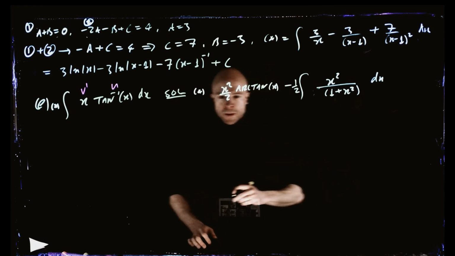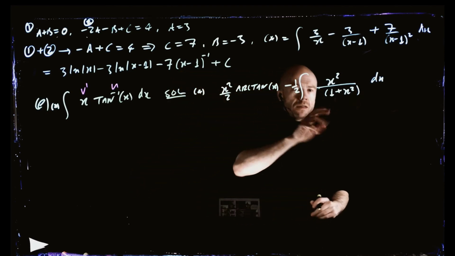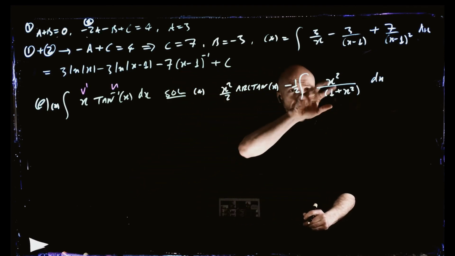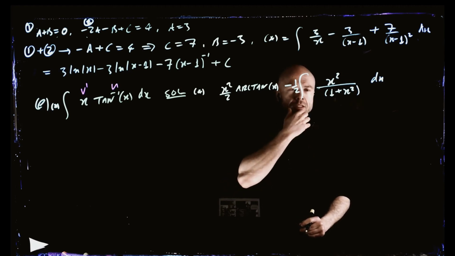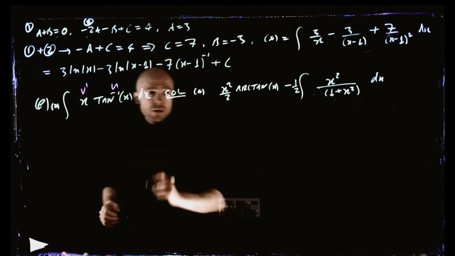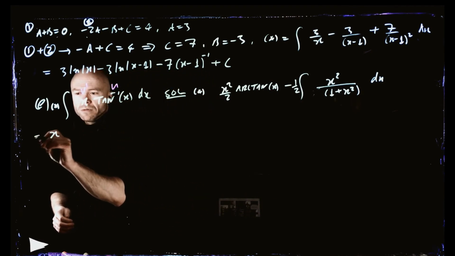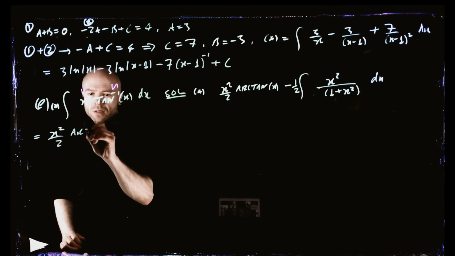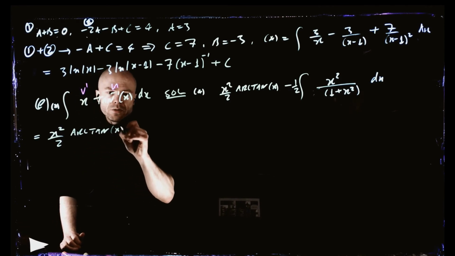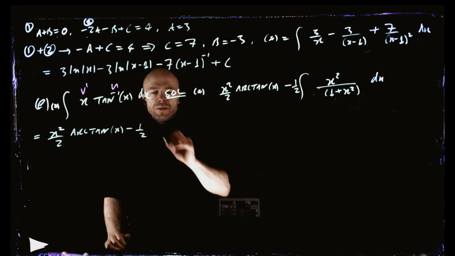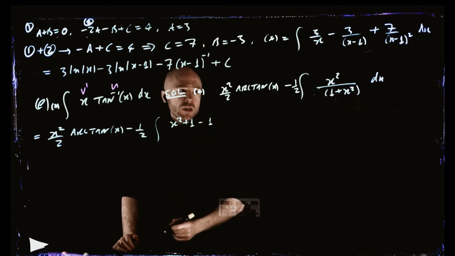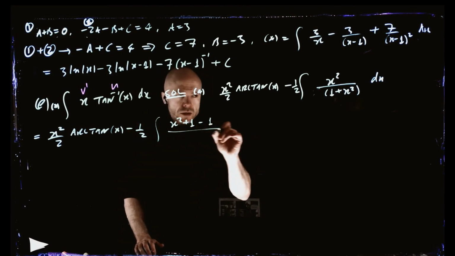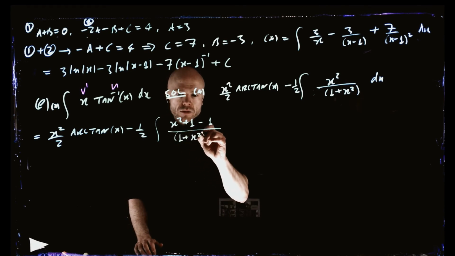Everybody with me? Cool. So this guy is not so great because it's not actually a proper rational function, and proper rational functions are the ones we can apply this stuff to. But there's a kind of trick we can apply. So this whole thing is x squared over 2 arctan of x minus 1 over 2. And then let's do this trick. Let's write this as x squared plus 1 minus 1, because plus 1 minus 1 doesn't do anything, right? And over this, 1 plus x squared.